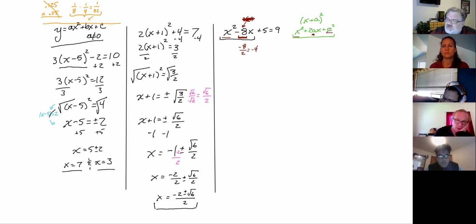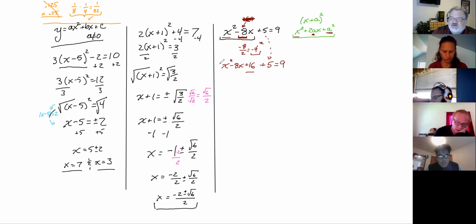Then this last term, notice, is the square of that a. So can we take that negative 4 and square it? What's the square of negative 4? I can hear you all thinking, positive 16. You're absolutely right. So if we add 16 onto this, I'm going to leave that plus 5 because we didn't do anything with it, equals 9. If we add 16 to this, this is a perfect square.